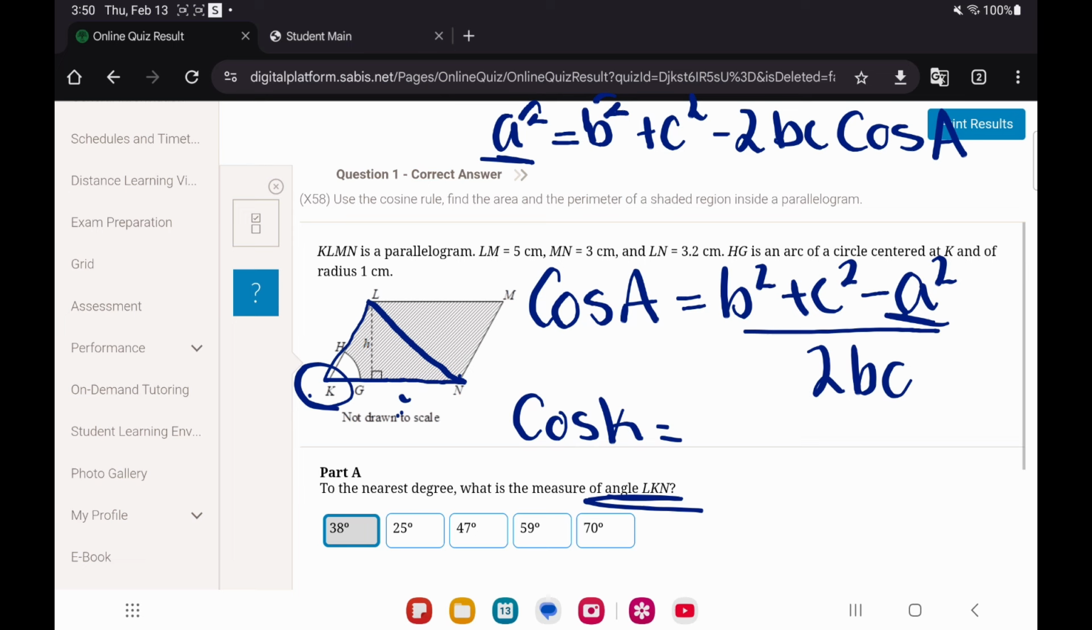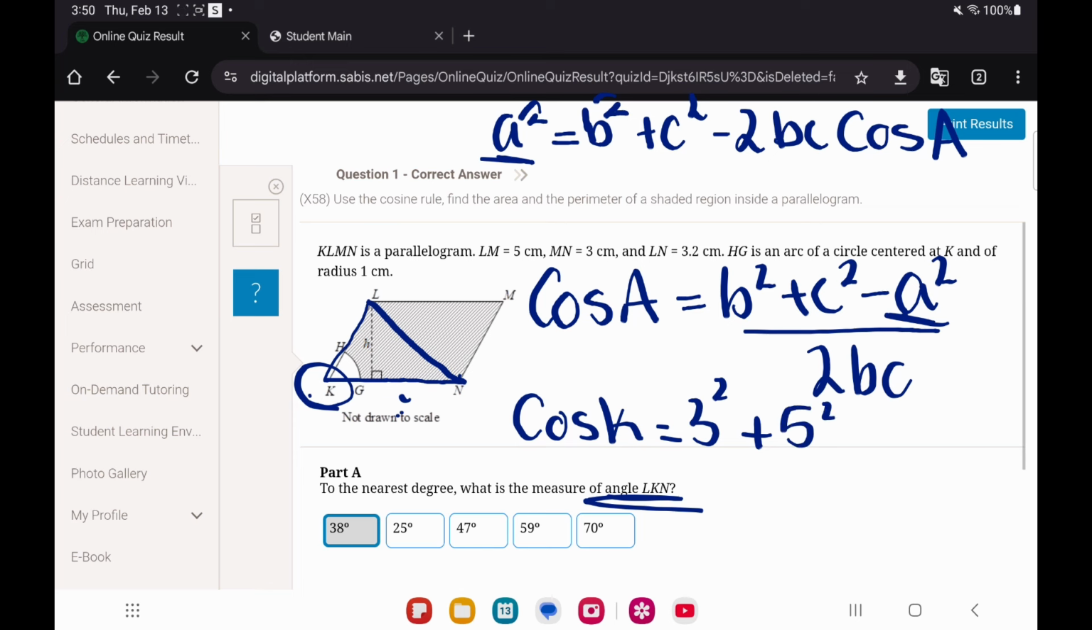Then B squared can be this side here or this side here. They didn't give you any value for these two sides, but we know that this is a parallelogram, so opposite sides equal the same value. So MN and LK equal the same number. MN is 3, so LK is 3, so 3 squared plus C, so C is KN. They also don't give you KN, but because it's a parallelogram, the opposite of it is LM. So KN is 5.